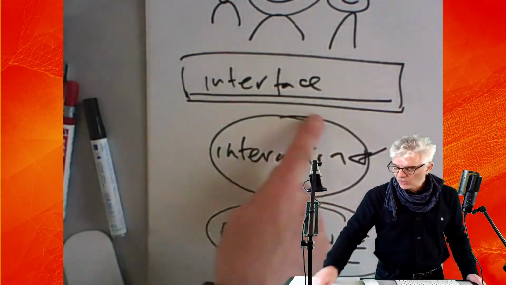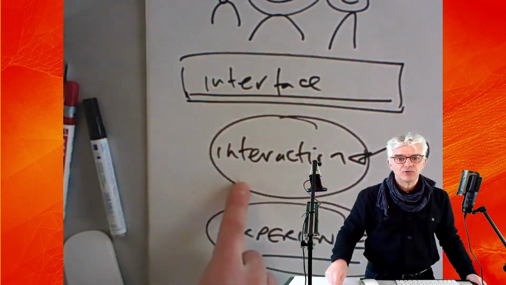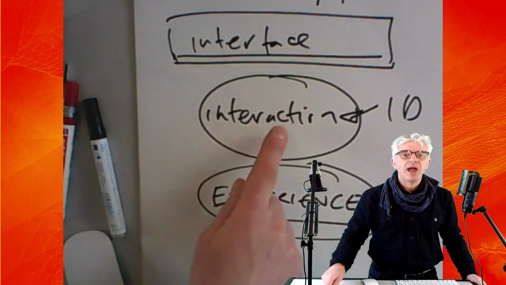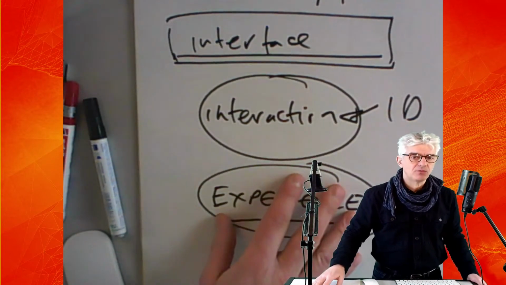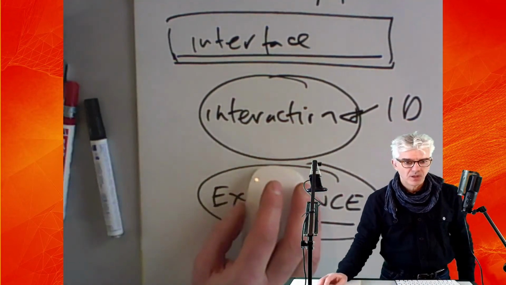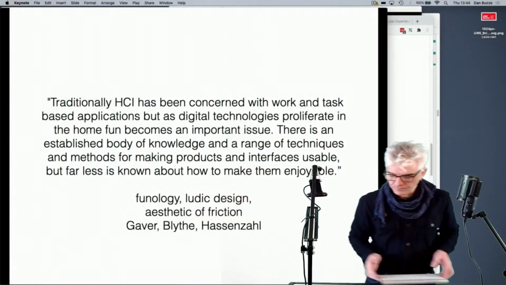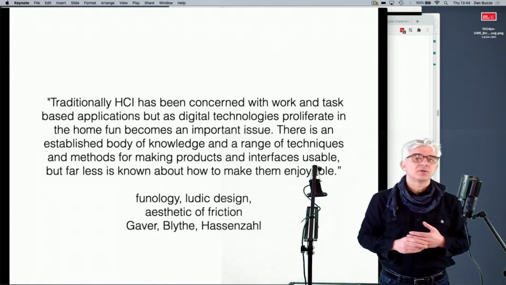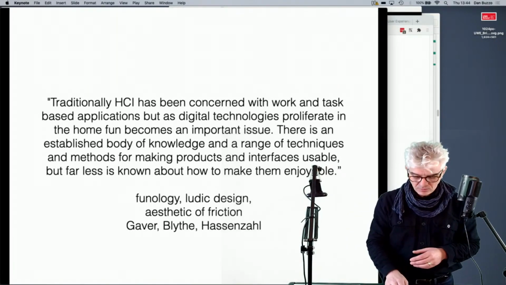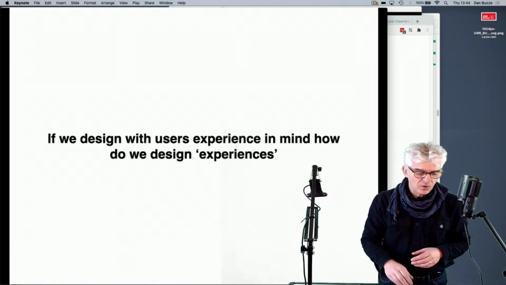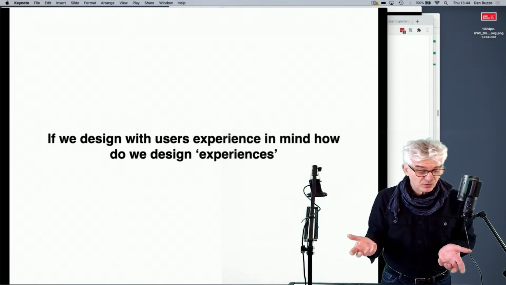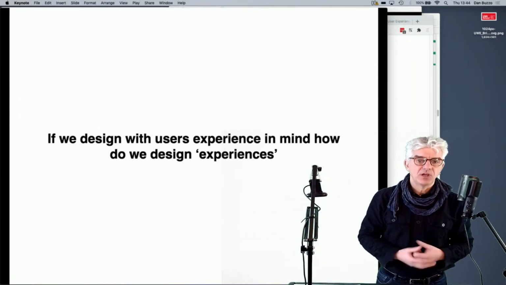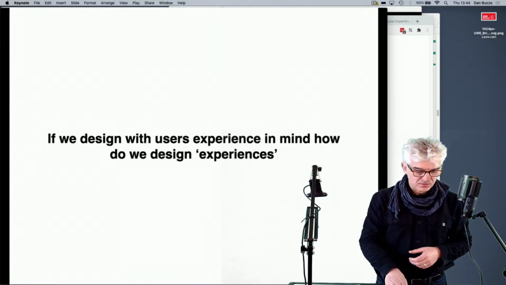And at the very least, we need to think below the surface at this idea of interacting, and be aware that we experience, and perhaps we can think deeper and say, what kind of experience are we interested in designing? So we can think about this as designing positive experiences for well-being also. So this question comes to, if we design with users' experiences in mind, how do we design these experiences?